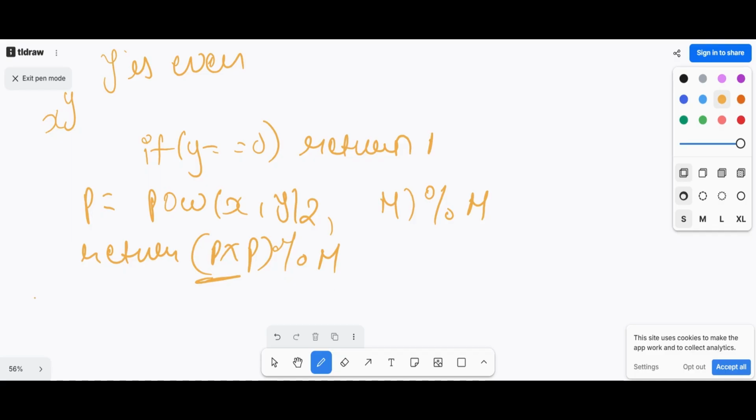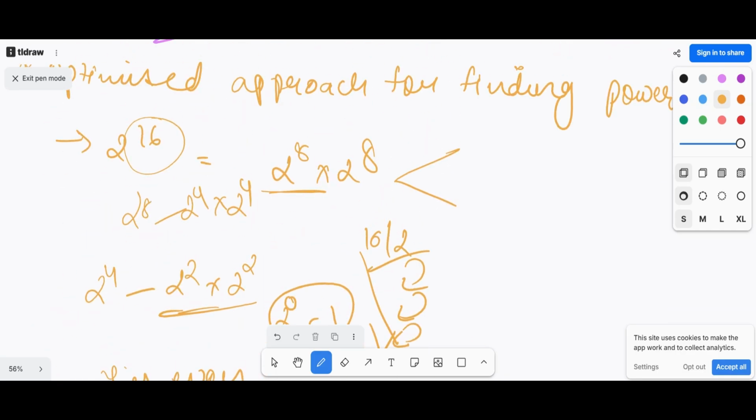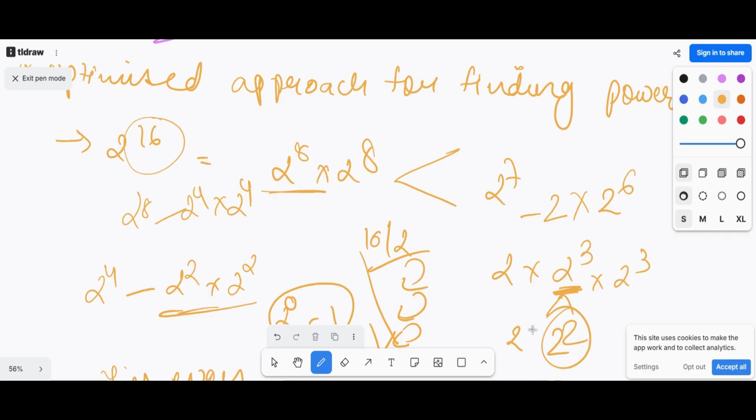But what if y is odd? Let's say in the above example you have 2 raised to 7. You will separate out one 2, and then you have 2 raised to 6, so this is 2 into 2 raised to 3 into 2 raised to 3. Again, this is odd, so you will separate out one 2, and this is 2 raised to 2.